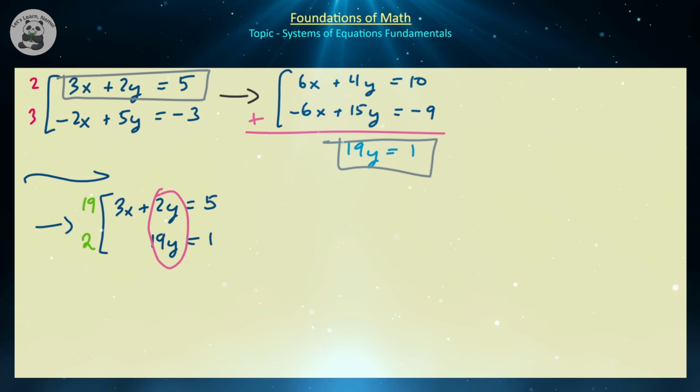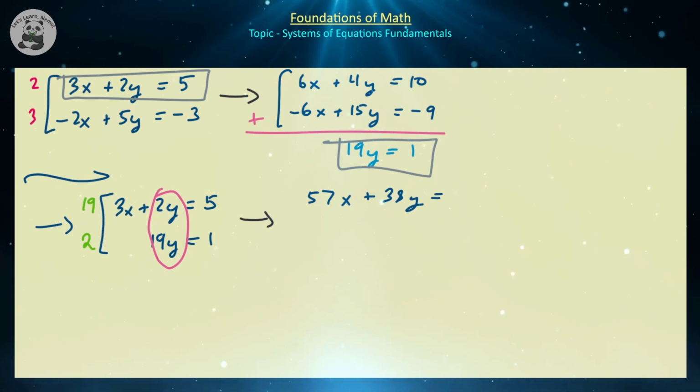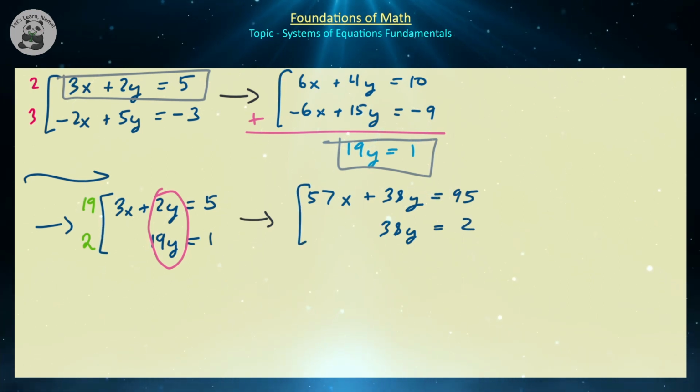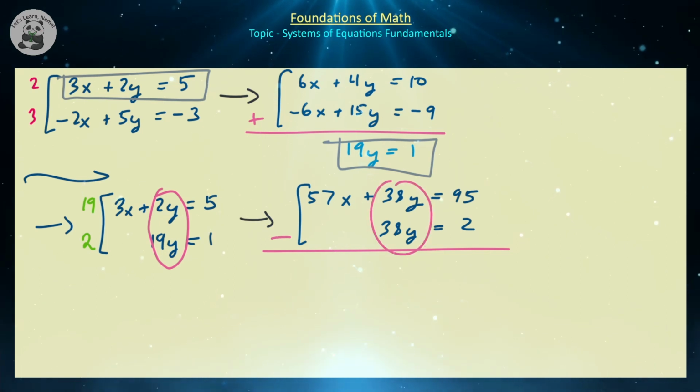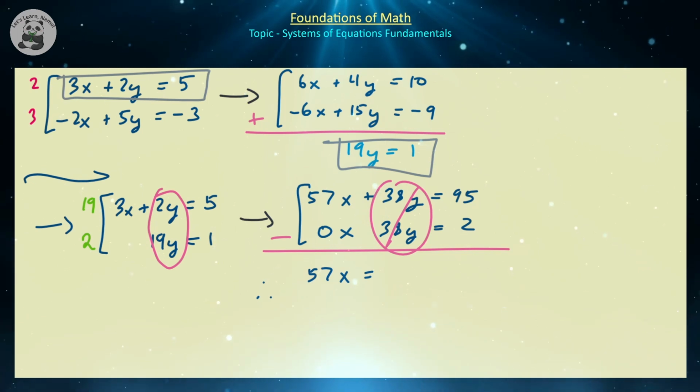So once I do that, 19 times 3 is going to give us 57. So we're going to have 57x plus 19 times 2, that's 38y, is equal to 19 times 5, which is 95. And then we're going to have 19 times 2, which is 38y, equal to 2 times 1, which is 2. Once I have that, I can subtract these equations to eliminate those. And then 57x minus 0x is just 57x, and that's going to be equal to 95 minus 2, which is 93.